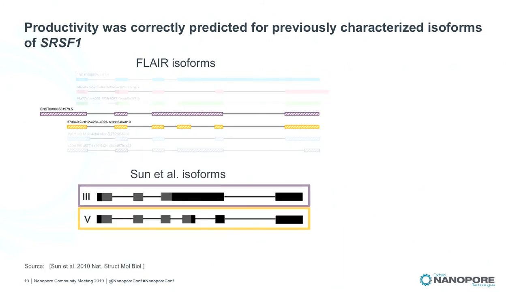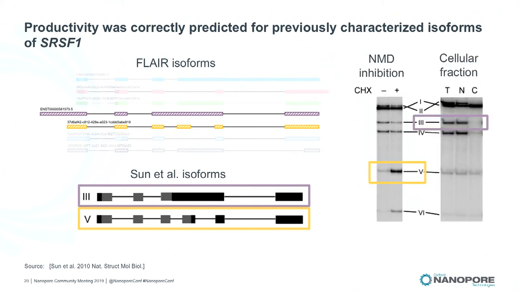So here's an example of how we're using this premature stop codon rule to determine productivity. I've highlighted two FLARE isoforms that were called as unproductive because they had a premature stop codon. They matched two previously characterized isoforms, and these two isoforms were found to be unproductive, and I'll explain why. So the first one is unproductive as you'll notice it's not present in the cytoplasmic fraction of RNA, but it is present in the nuclear, so it's detained to the nucleus. And the second one, when you inhibit NMD with cycloheximide, the abundance of it increases, meaning that it is typically subject to NMD, or it's being degraded. So using this premature stop codon rule to try and predict whether an isoform is unproductive, that is, if it's being degraded or detained in the nucleus, seems to be a good proxy.